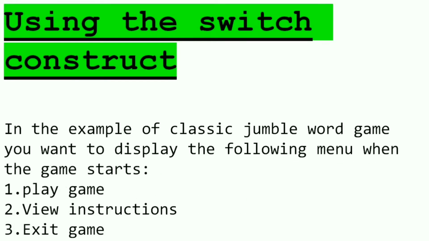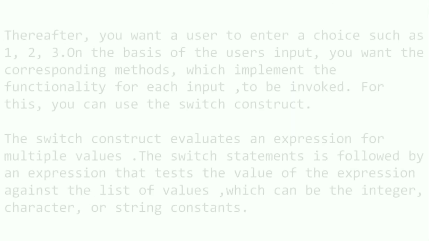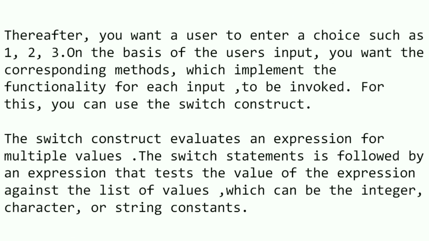In the example of the classic jumble word game, you want to display the following menu when the game starts: play game, view instructions, or exit game. Thereafter, you want a user to enter a choice such as 1, 2, or 3. On the basis of the user input, you want the corresponding methods which implement the functionality for each input to be invoked. For this, you can use the switch construct.